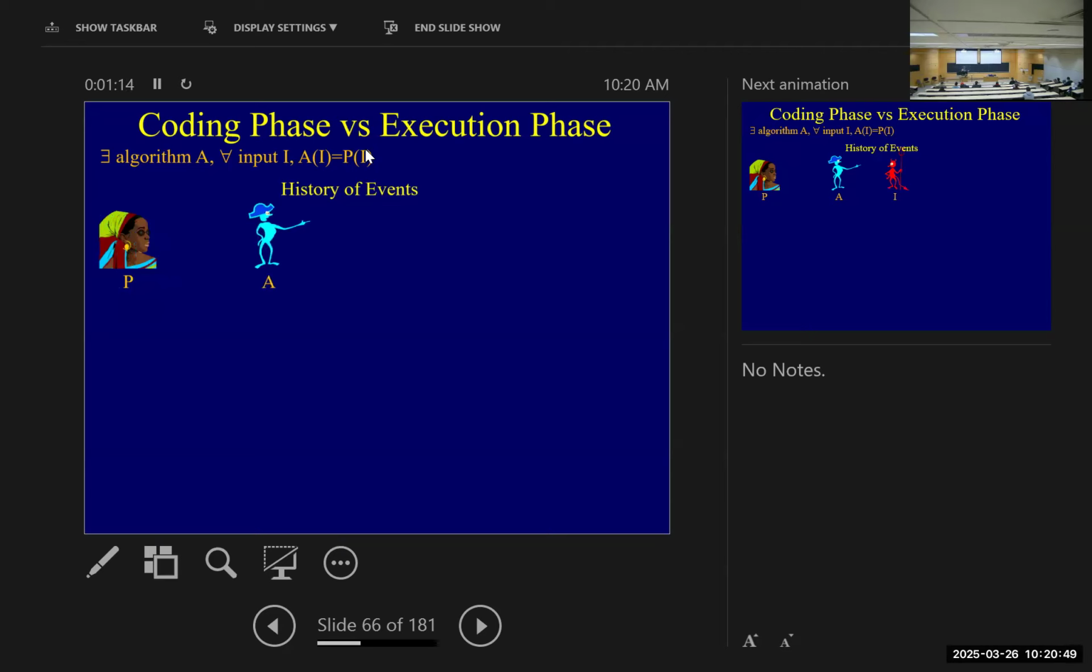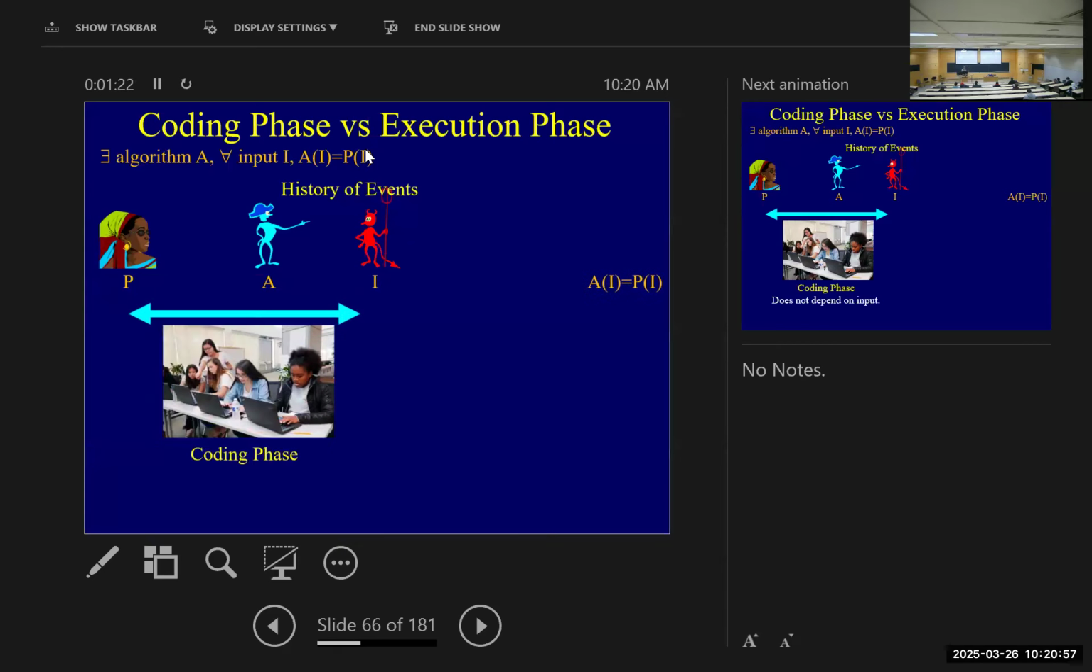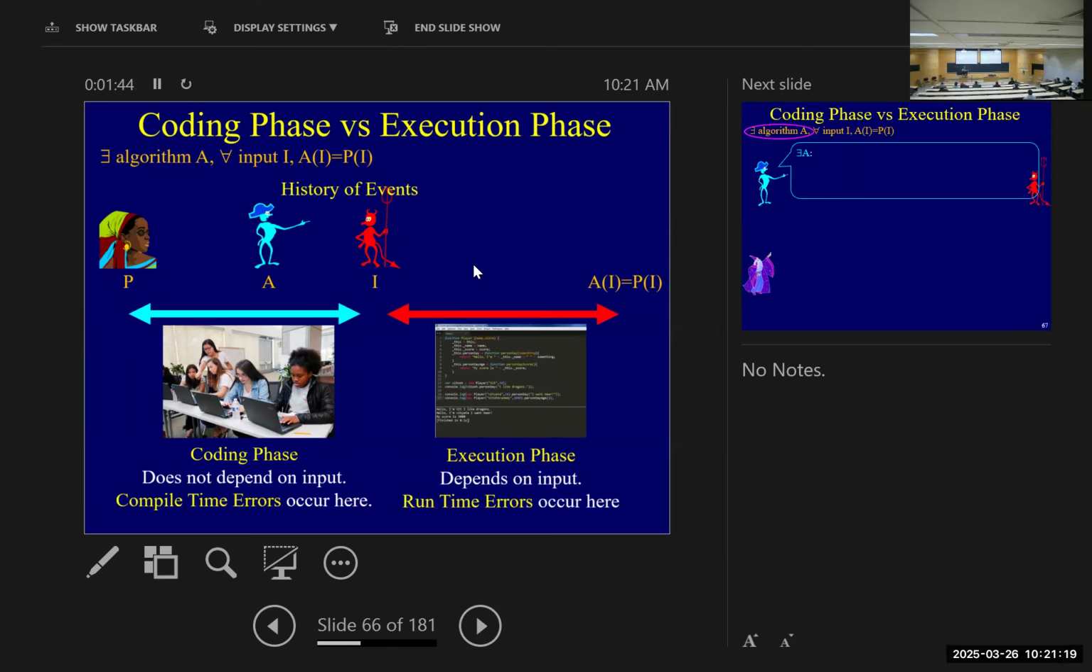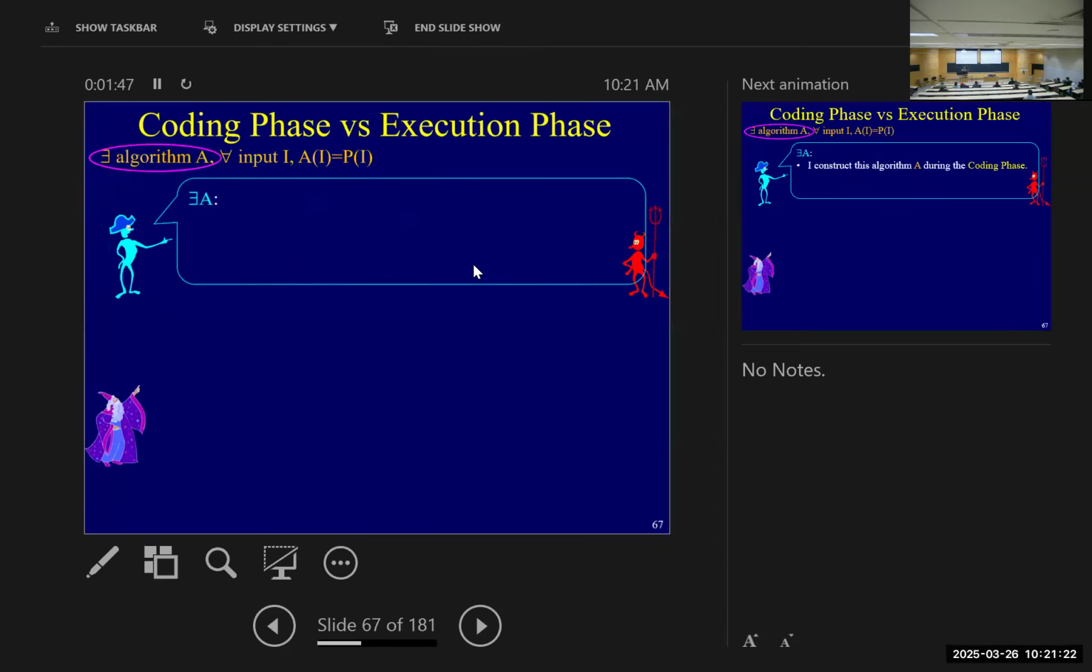And so the prover comes up with the algorithm, and the adversary comes up with the input, and we check, right? And this here is called the coding phase. And this, it doesn't depend on the input, right? In this part here, right, here we got compile errors, right? And here, the execution phase, it completely depends on the input, right? Everybody get that? Runtime errors.